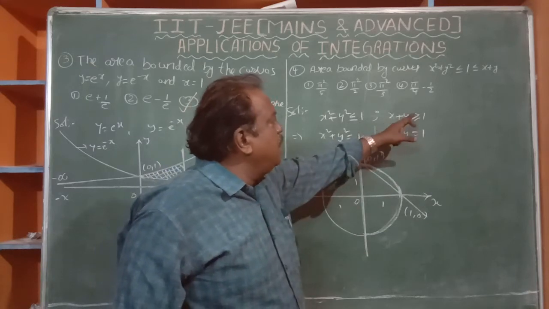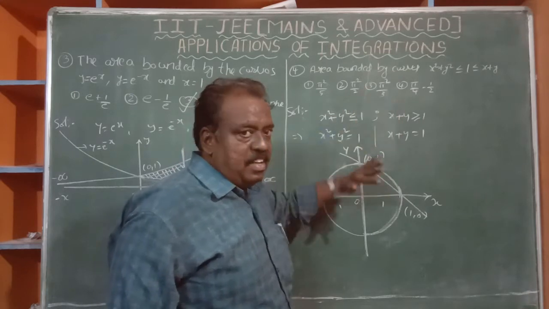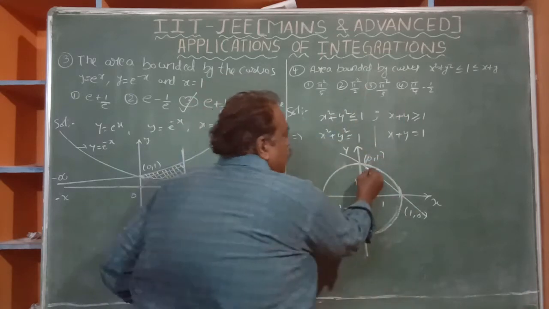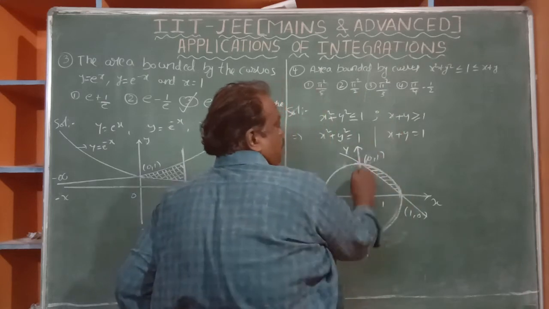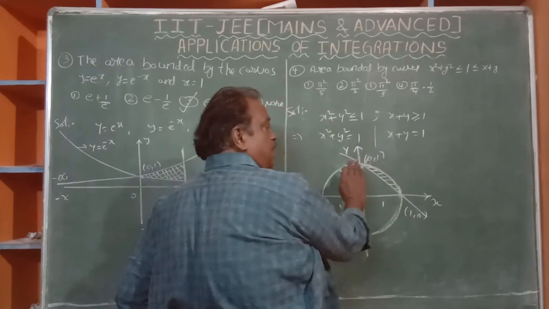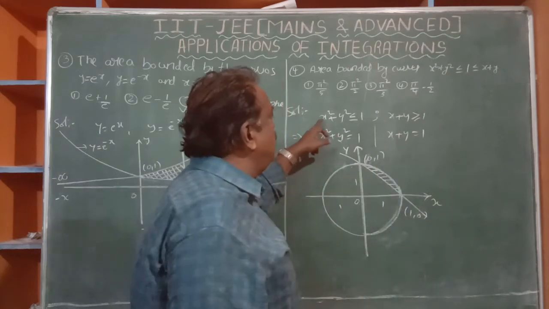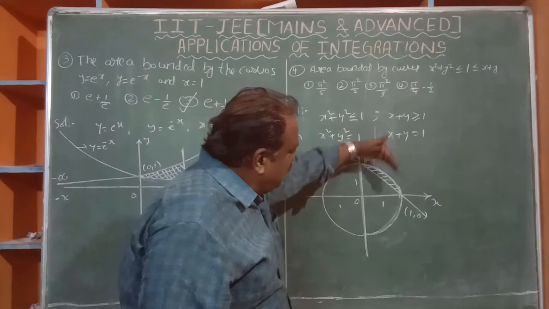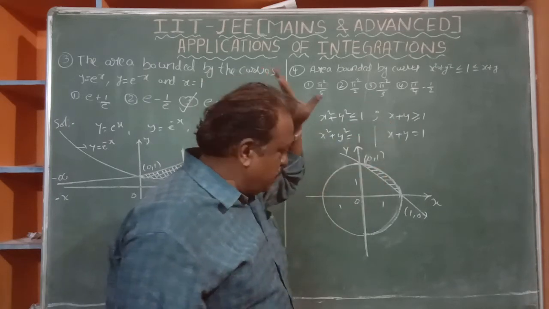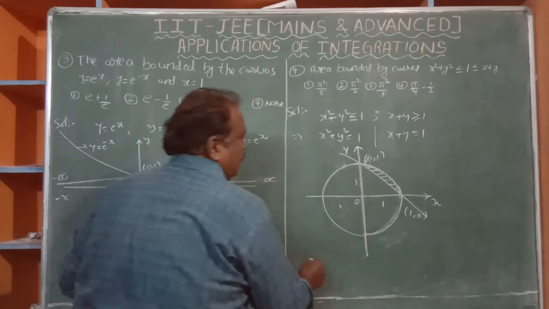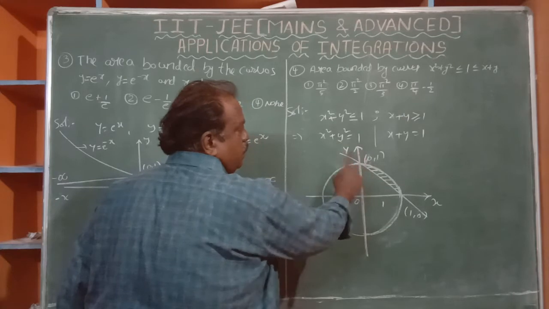Actually, x plus y greater than or equal to 1 means it is above, exterior to the line. So according to this concept, it is outside the line, and here it is within the circle. Within the circle, outside the line. So that is the area. Very fantastic concept. You see, it occurs only in the first quadrant.